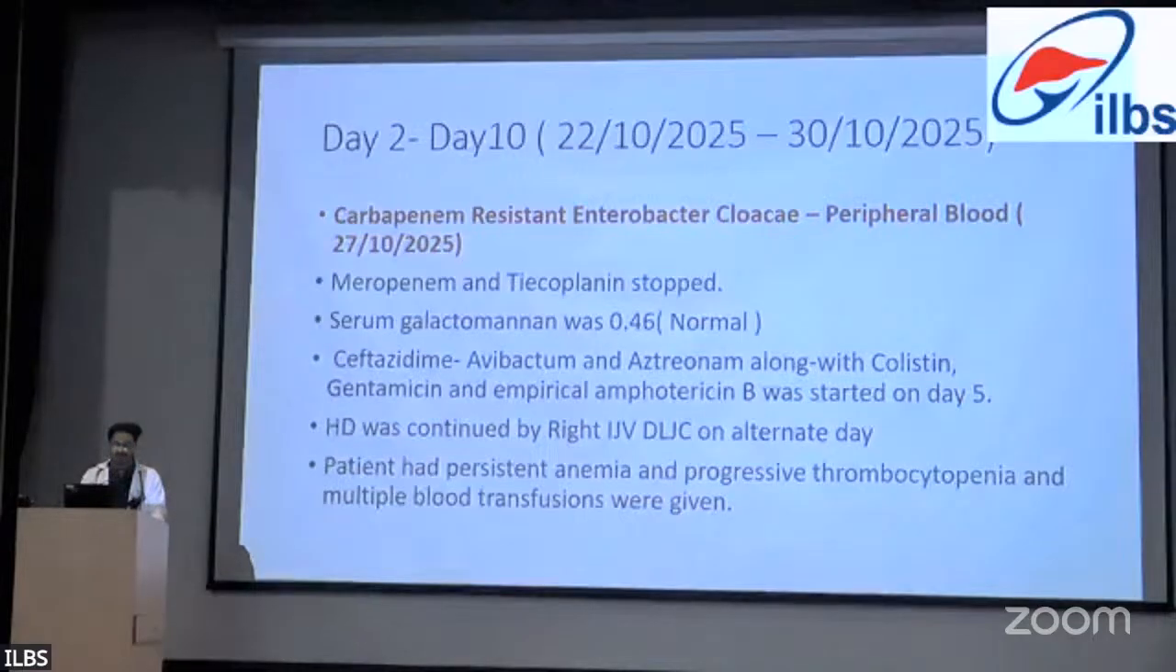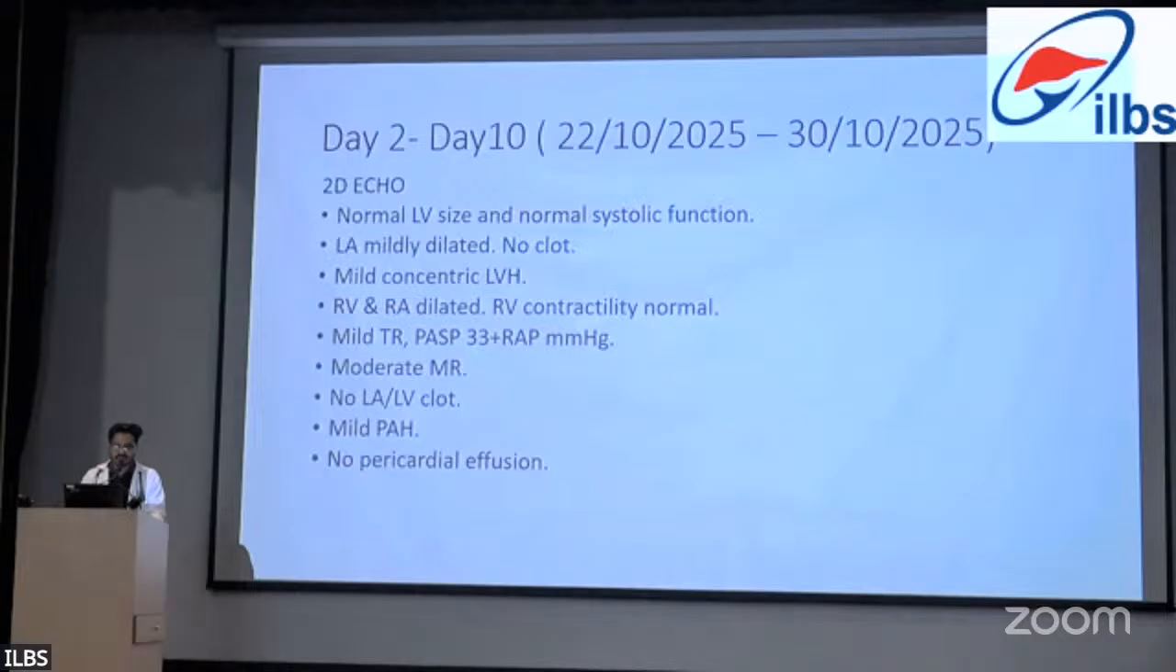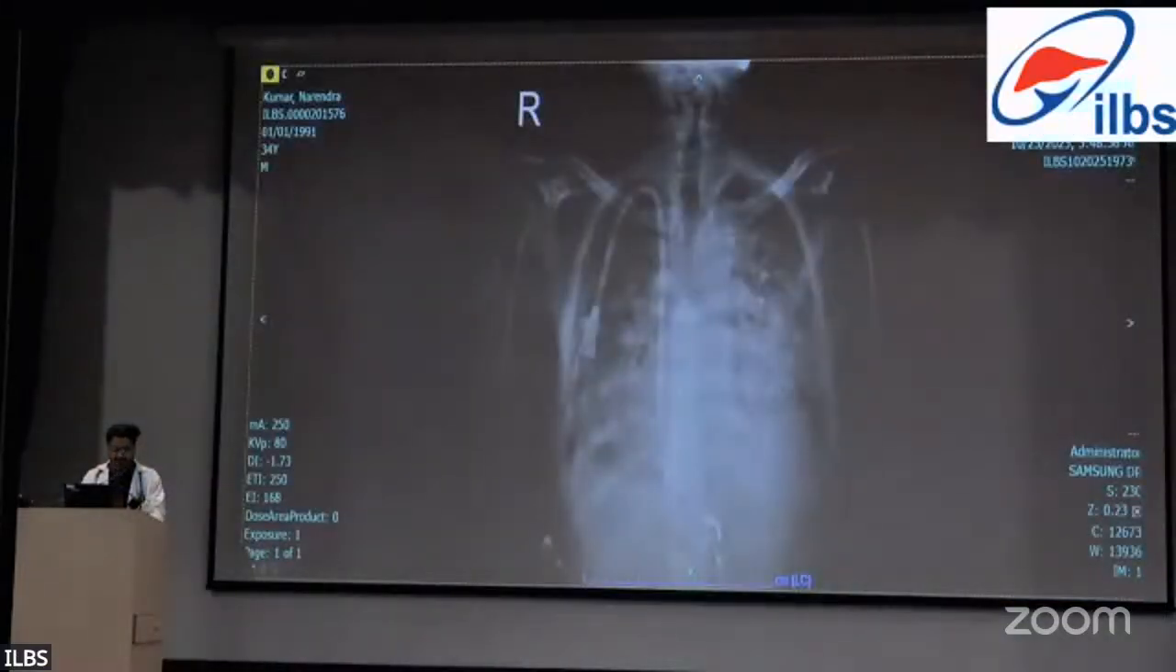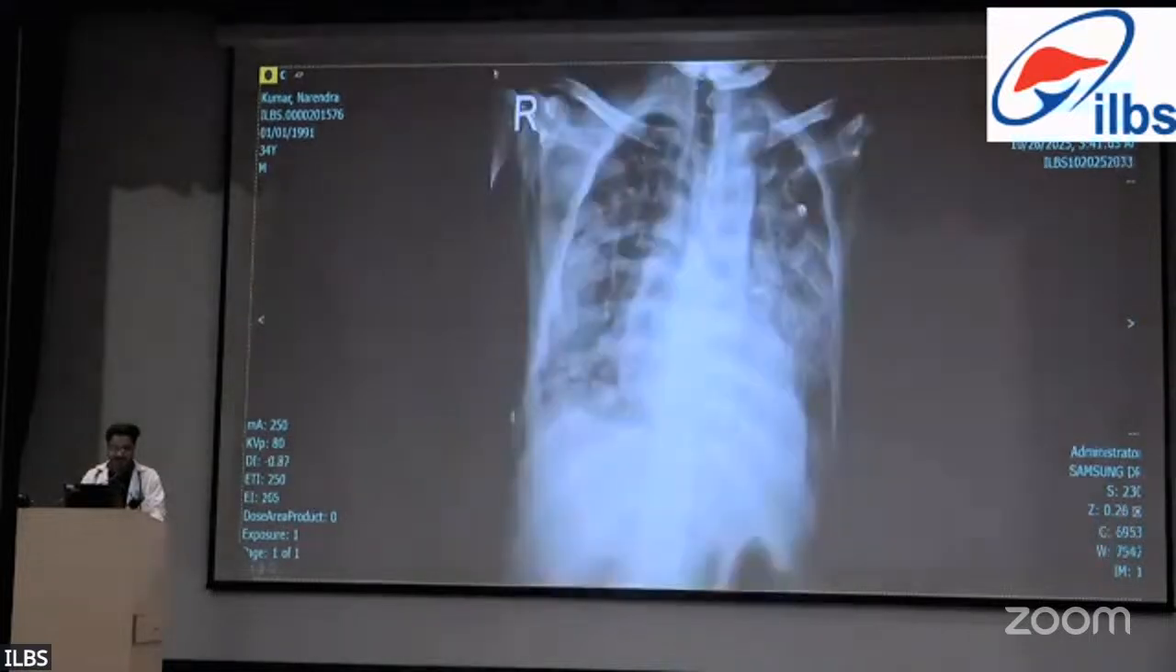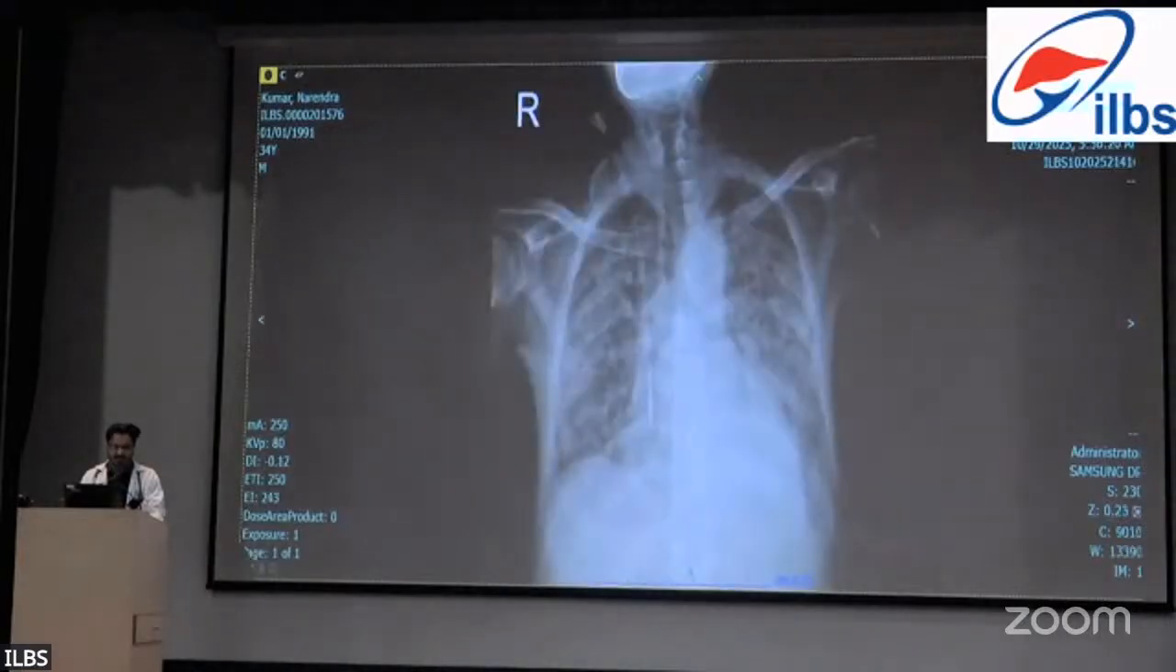Hemodialysis was continued through the right internal jugular vein double lumen jugular catheter. Patient had persistent anemia and progressive thrombocytopenia, and multiple blood transfusions were given for the same. Echo was showing normal systolic function with moderate MR and mild TR. These were the serial X-rays, which showed worsening, and the catheter was removed on 26, and DLJC was put.